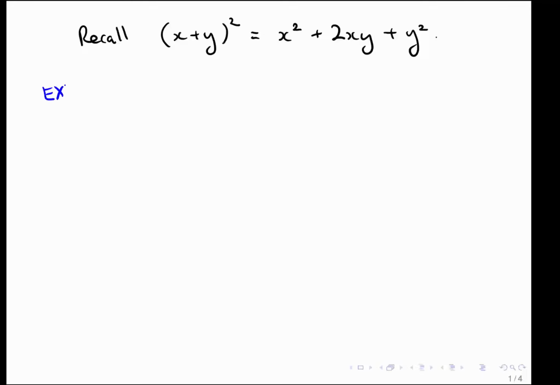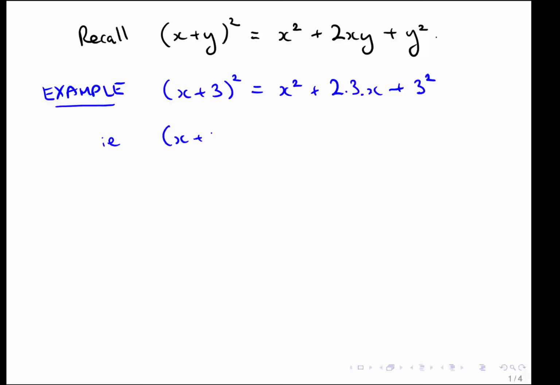As an example, consider the square of the binomial x plus 3. This can be expanded as the first term squared plus twice the product of x and 3 plus the second term squared. This simplifies to the quadratic trinomial x squared plus 6x plus 9.